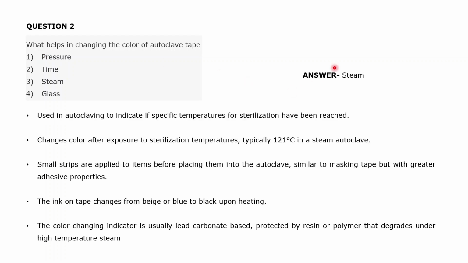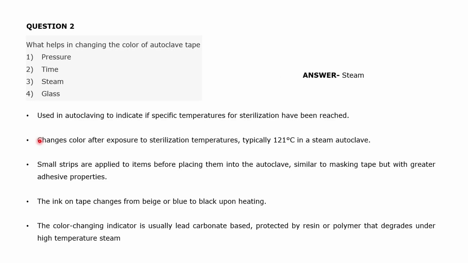Okay, so the answer to that question is steam, because pressure is produced there, but what pressure is produced by steam that is generated there by steam generator, from the water. So time is not an indicative why autoclave tape changes color. The actual reason is because of the steam that is generated within the autoclave.